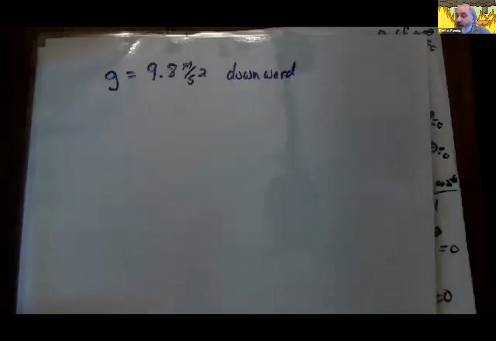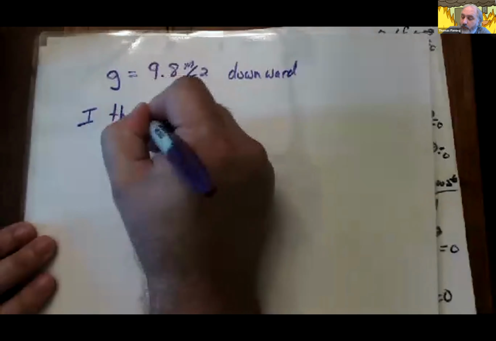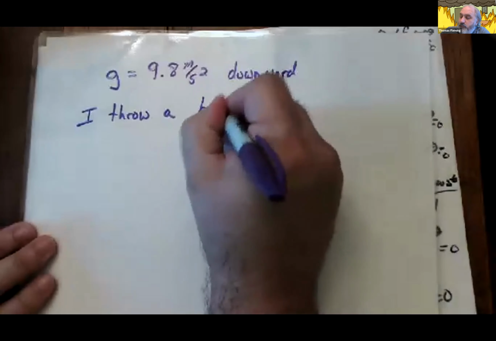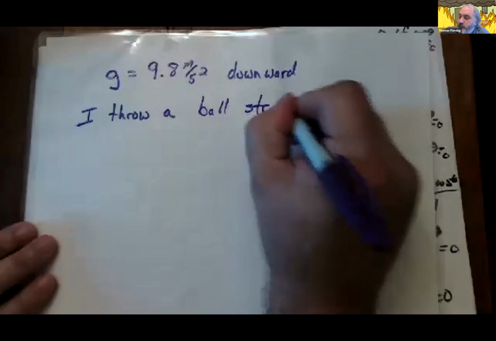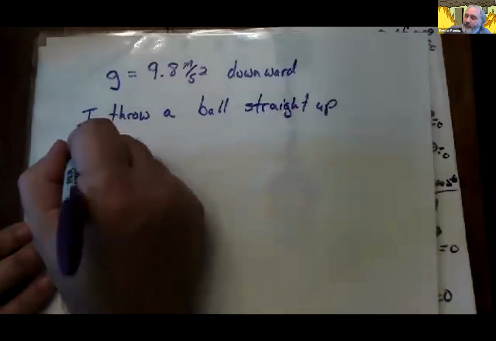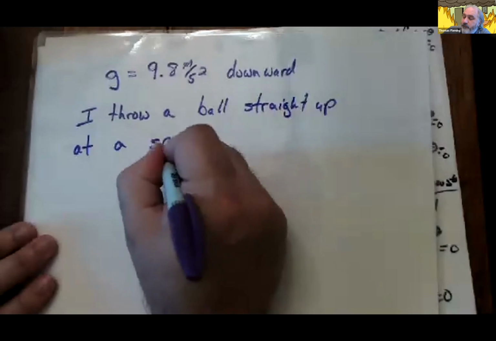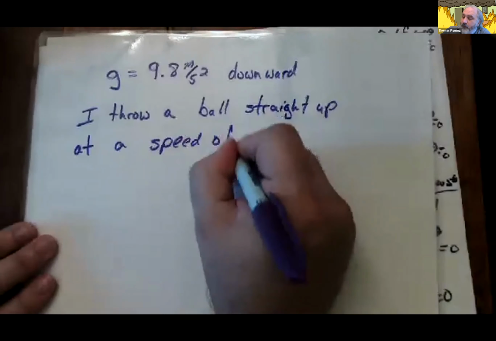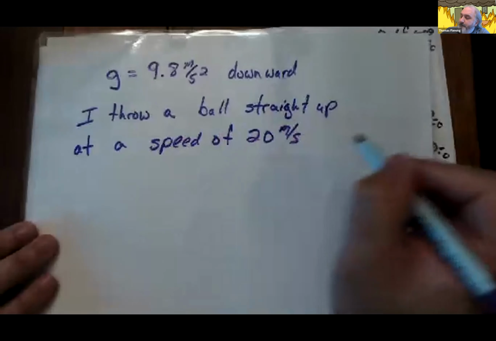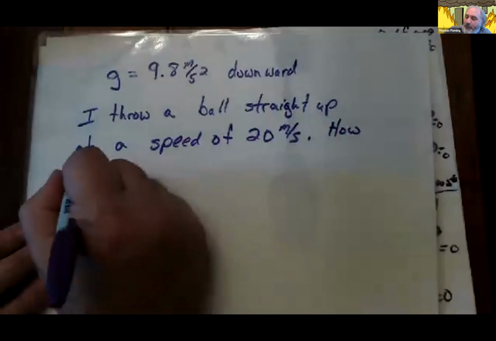Case in point, let's imagine that I throw a ball straight up, and the moment it leaves my hand, it's traveling at a speed of, let's go with 20 meters per second. That's pretty quick. All right. I want to know how high the ball will get.